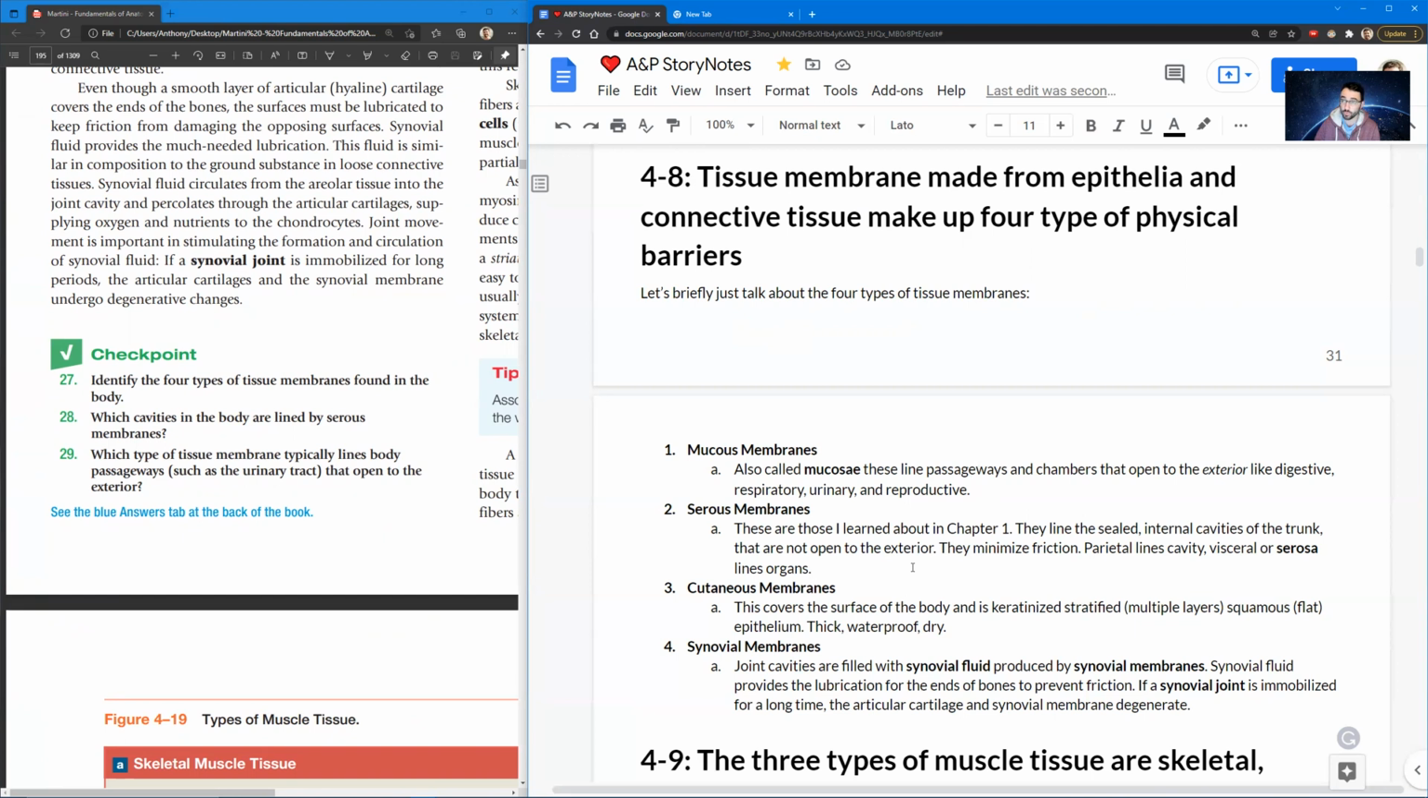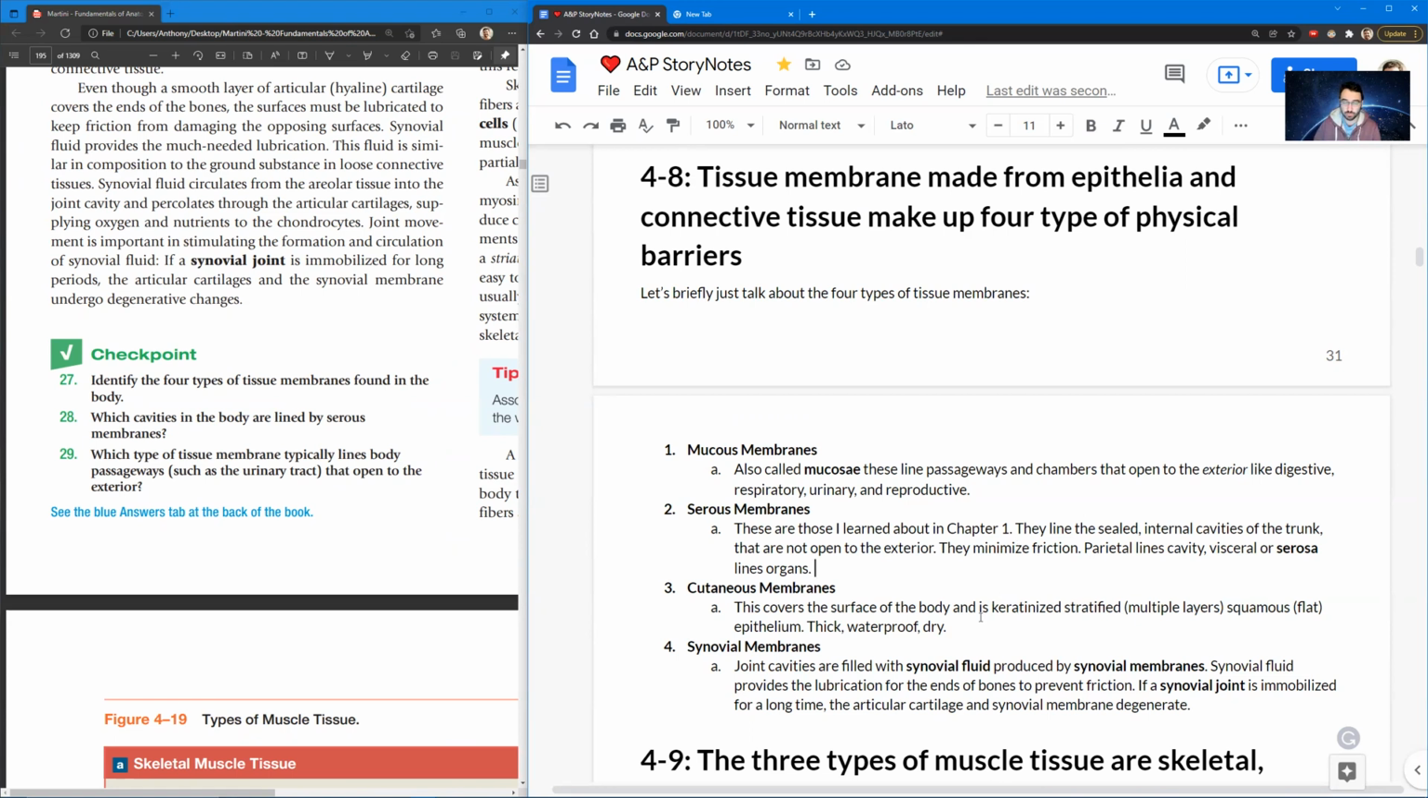So like when we jump around, our organs aren't causing friction against those cavities, all right? The parietal lines the cavity, and the visceral serosa lines the organs. So visceral lines those vital organs, all right?